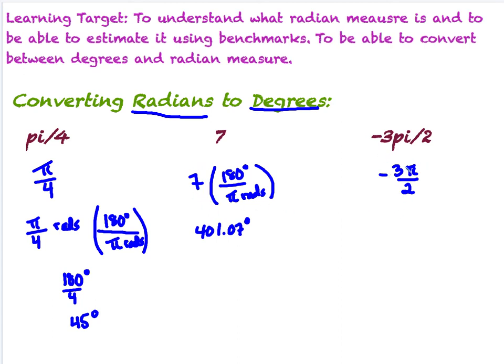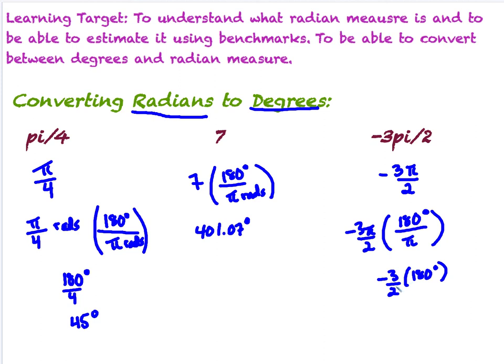Now, if we look at negative 3 pi over 2, we're going to do the same thing as before. Negative 3 pi over 2. We're going to multiply by 180 degrees over pi, and I'm not going to write that unit in this time, just to get you used to seeing it written as just pi, right? So our pi's will create 1, and what we'll be left with, if you think about it, is negative 3 over 2 times 180 degrees.